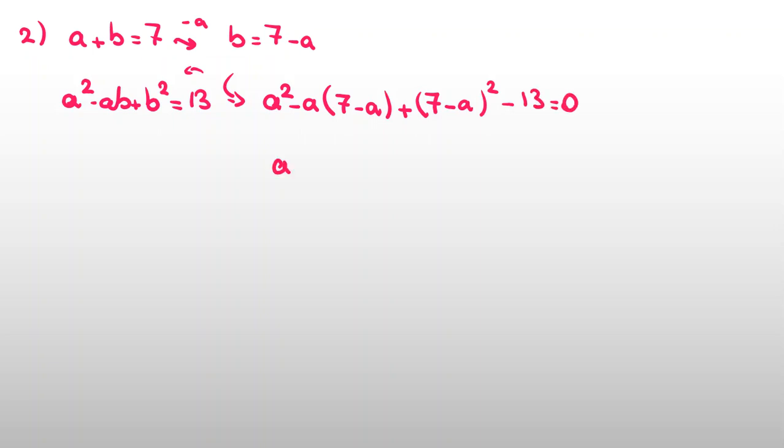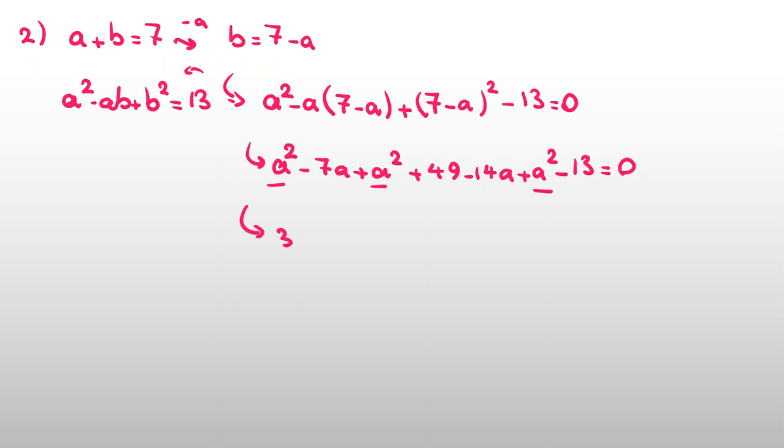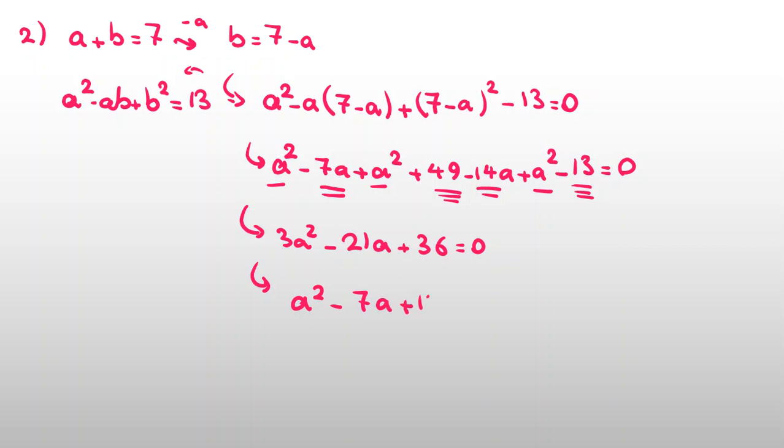So it will be a squared minus 7a plus a squared plus 49 minus 14a plus a squared minus 13 equals 0. So a squared, a squared, a squared. We can conclude 3a squared. And this one, negative 21a, 49 minus 13 is 36 equals 0. If we divide by 3, a squared minus 7a plus 12 equals 0.